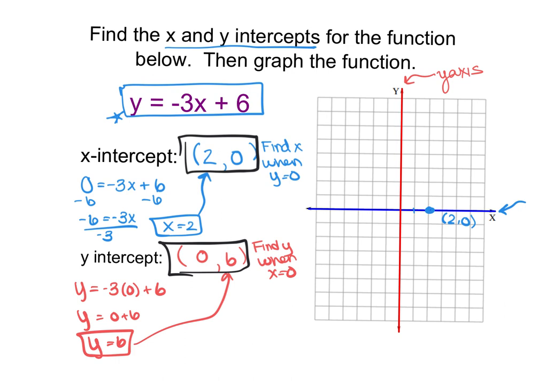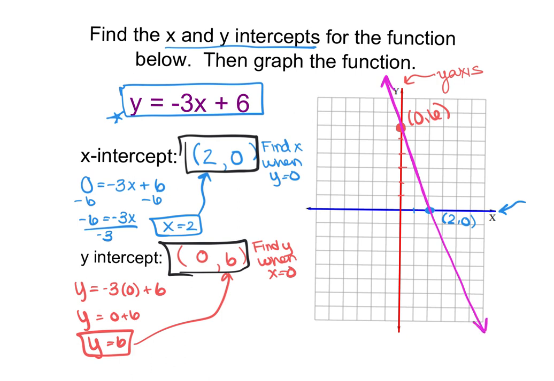So if I go to the coordinate x is 0, y is 1, 2, 3, 4, 5, 6, I find my y-intercept point. So now what I can do is connect these two coordinates and fully extend my graph with arrows to show that it continues on forever. So I can extend and connect my points and then extend all the way through the coordinate plane.